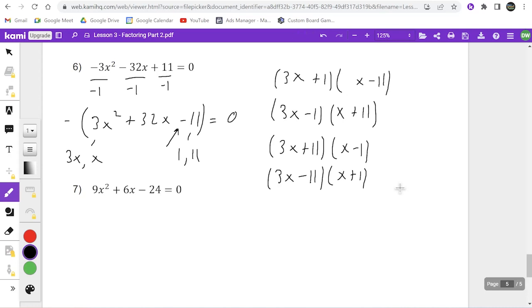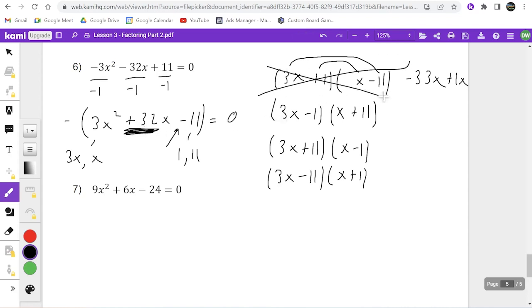I look at the inner and the outer, and I just need to get to a minus 32, actually, sorry, positive 32, because we already pulled out the negative sign. So I need positive 32x in the middle. So 3 times negative 11 is negative 33x, and then plus 1 times x is plus 1x. That's going to give me negative 32x, which is what I had in the original problem, but since I switched it, I need positive 32.